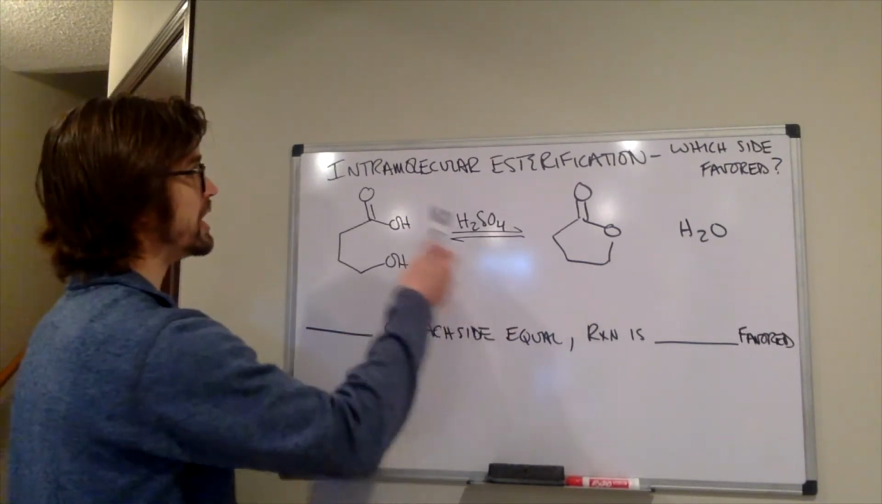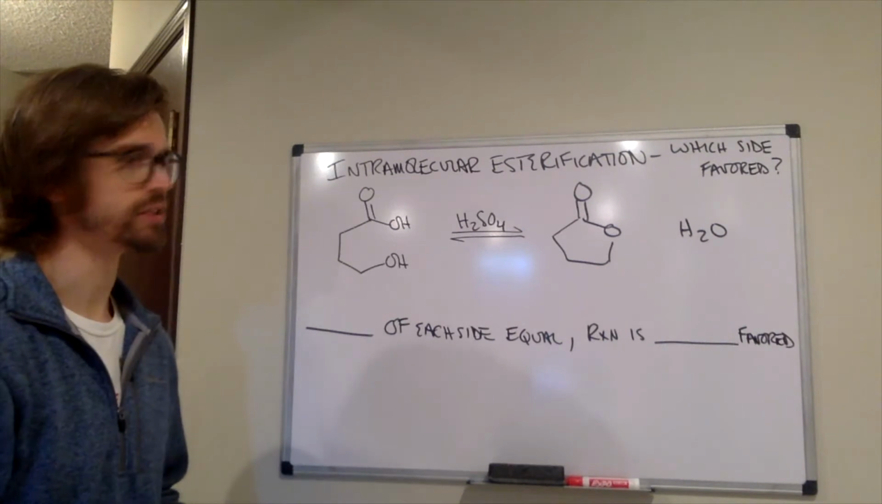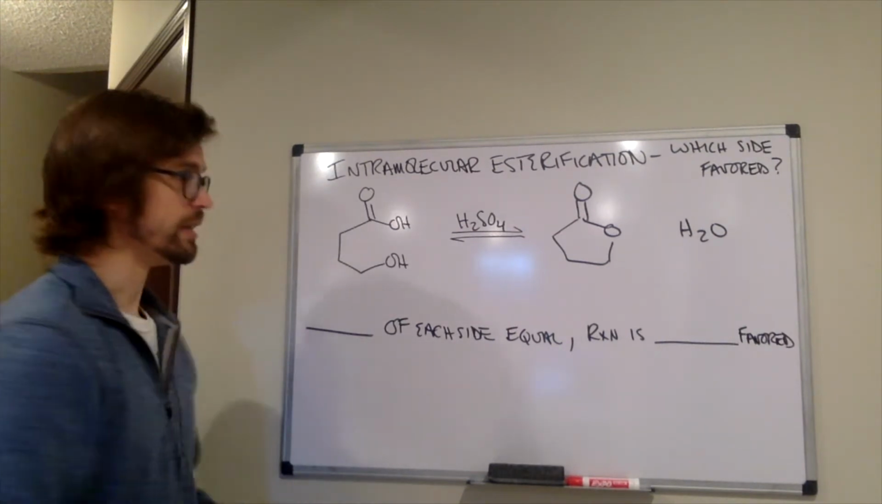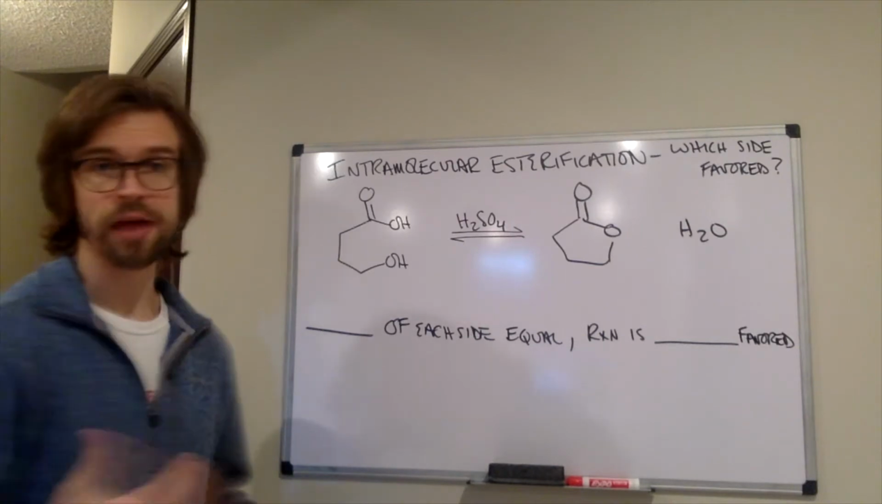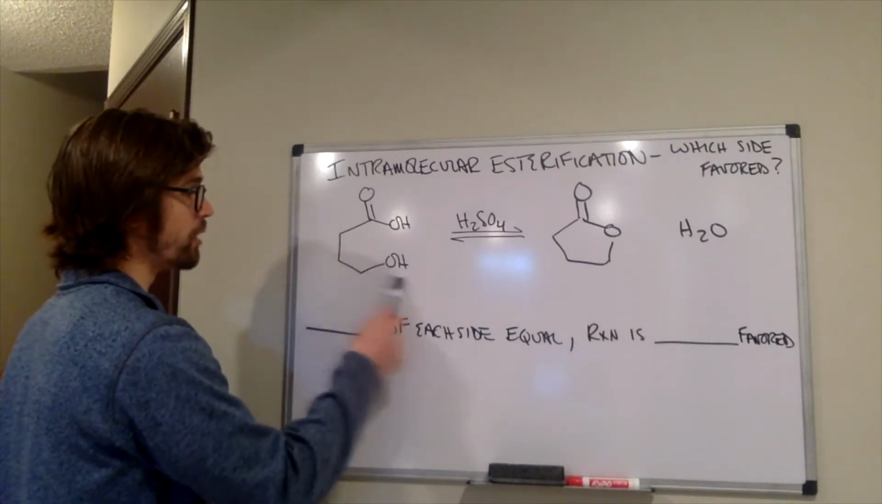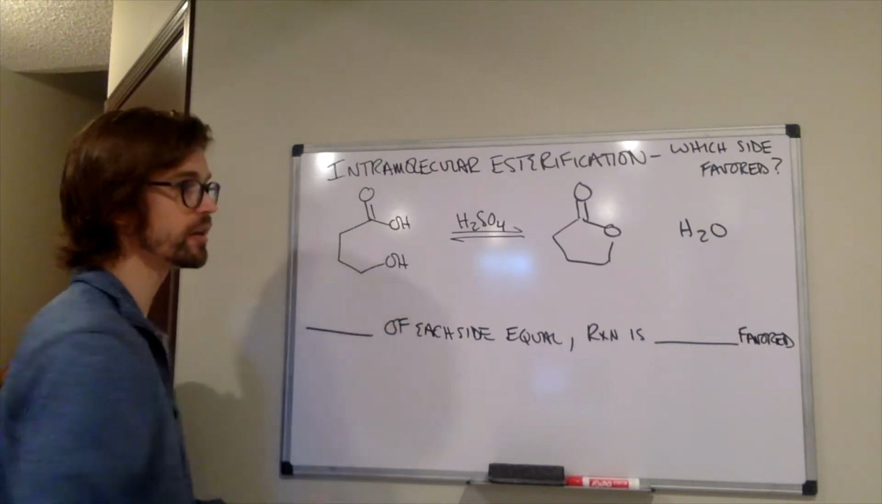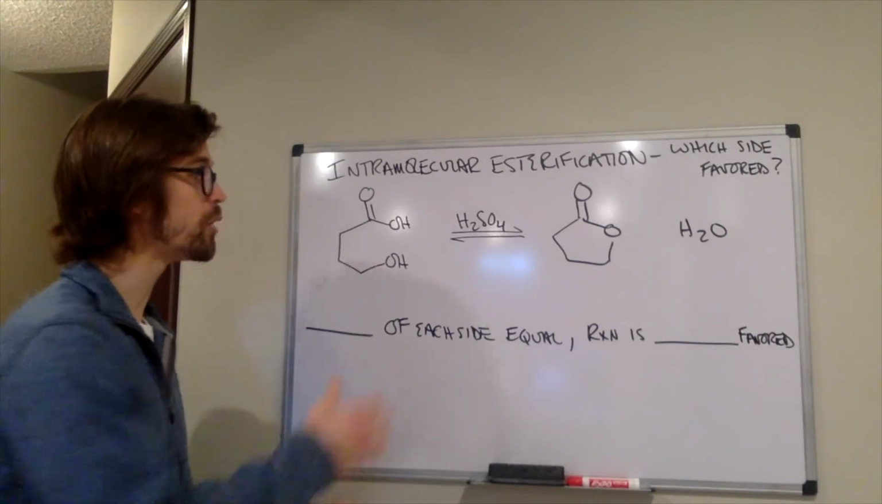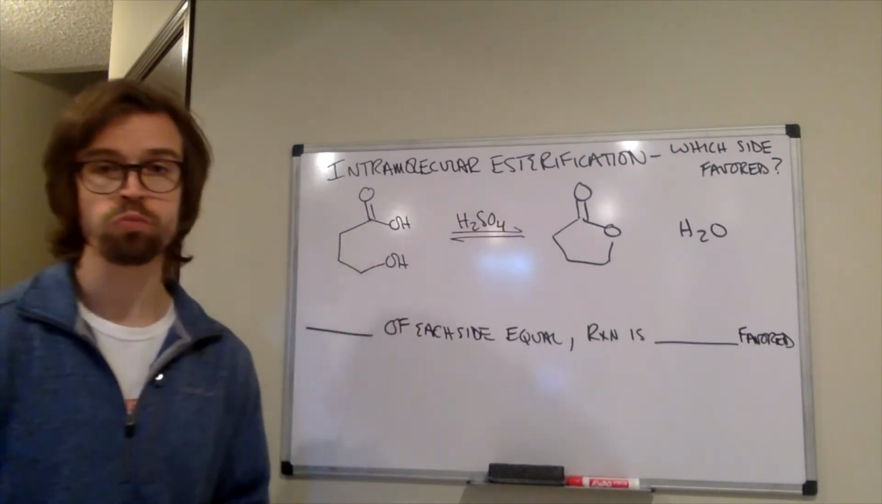This right here would be an intramolecular esterification. So what does that mean? That means that the ester is being formed from an alcohol that is on the same molecule, intramolecular, the same molecule. So this alcohol right here is what is forming that ester. So which side would be favored in this reaction?